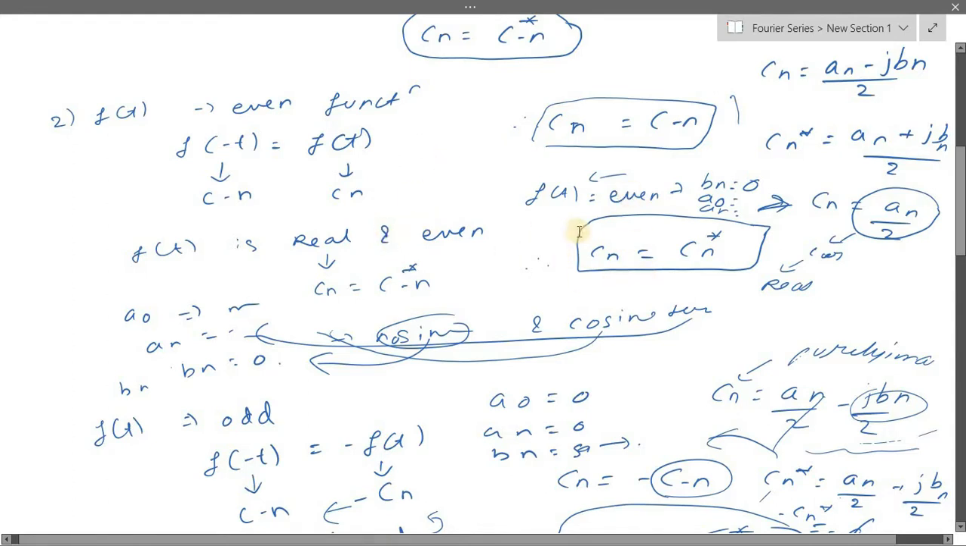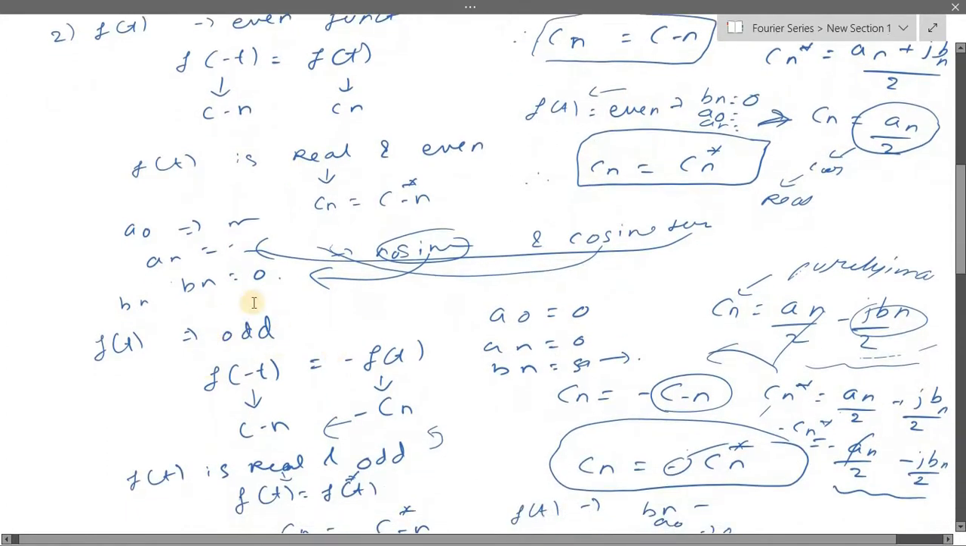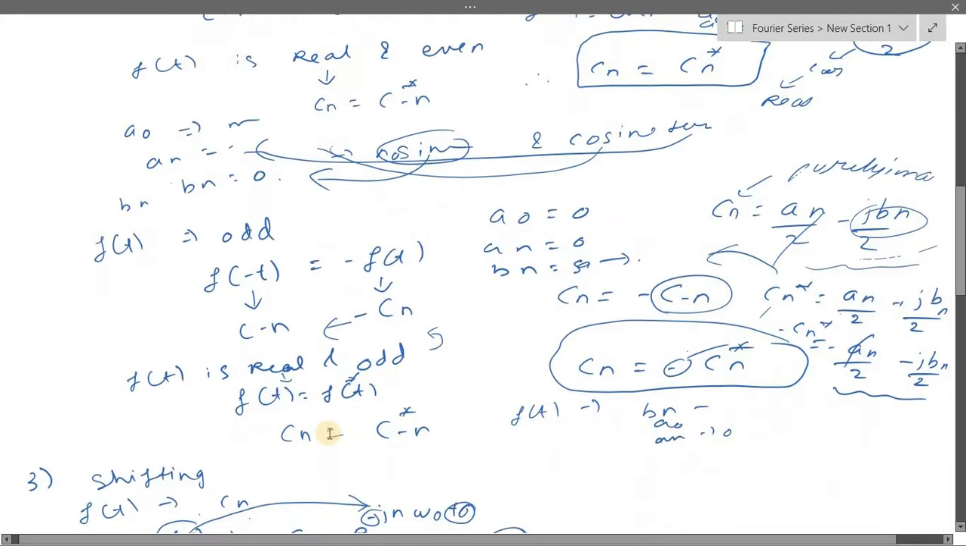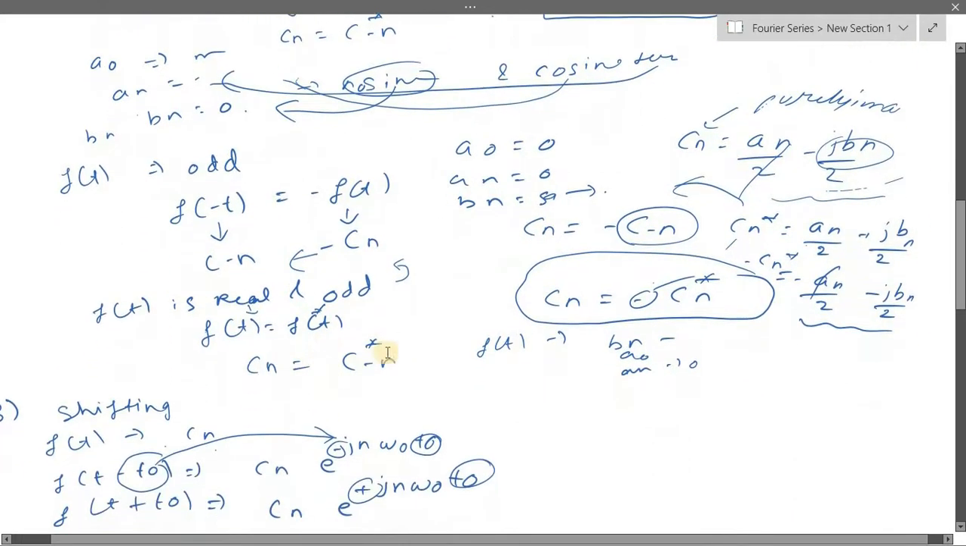We also correlated the same with the trigonometric Fourier series. We got to know that when your f of t is real and even, then your a0 may or may not be 0, your a of n will be finite, and your b of n will be 0. Since a of n is finite, it means you will have only cosine terms, and sine terms will be 0. Similarly, we saw f of t odd and real, and we concluded that a0 and an will be 0 and bn will be finite. Since bn is finite, it means that your f of t will have only sinusoidal terms.